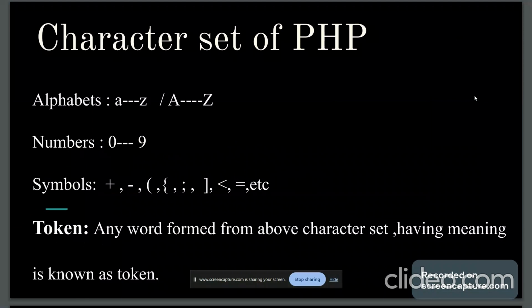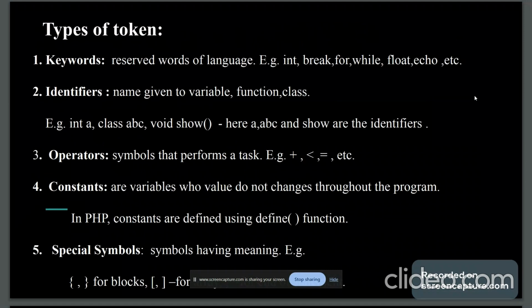So if I form any random word and it is not making any sense, that will not be a particular template word in the code of PHP. So any word formed from the above character set but having meaning is known as a token. What are the types of token? Basically, there are five types.